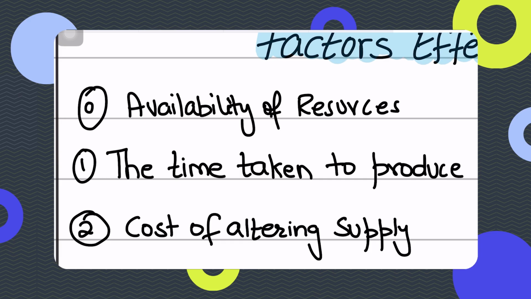The second factor is the time taken to produce. If the product can be made quickly and swiftly, then supply is likely to be elastic. While if it takes a long time to make a product, then it may not be easy to change the quantity supplied quickly, and supply is likely to be more inelastic. So how long will it take to make this product? If it takes a very long time, it will not be easy to change the quantity supplied given a rise in price, and hence supply is likely to be inelastic.